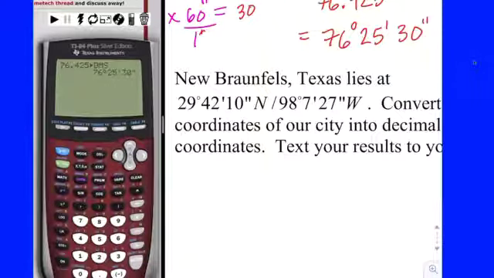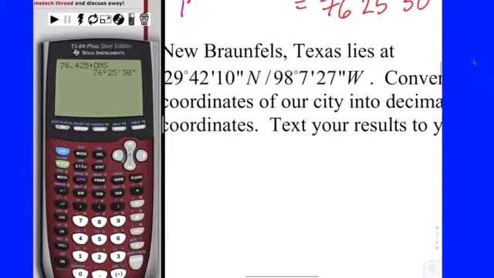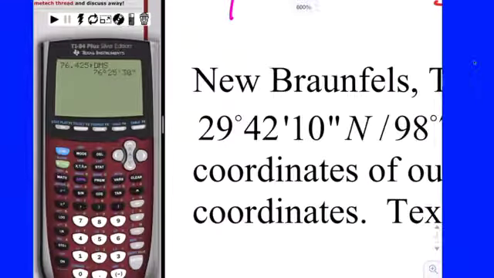But we want to convert those back to decimal degrees. As I told you yesterday, my phone gave me decimal coordinates for latitude and longitude, and then I touched it and converted it to these. So we're basically going back the other way. I want to convert the parts of full degrees. Let's do the latitude first. I want to do the 42 minutes and the 10 seconds. I want to convert those back to degrees, right?